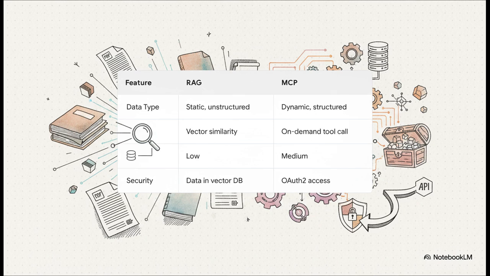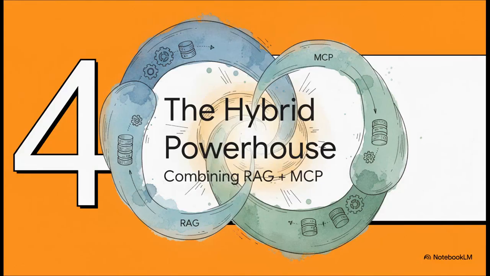And this difference in how they integrate with your systems also has a huge impact on security. MCP can use protocols like OAuth 2 for secure, real-time access, which means you don't have to preload sensitive data into a whole separate database. That's a big deal. But here's the real kicker. In the real world, complex problems almost never fit neatly into one box. The most powerful AI applications don't make you choose. They become a hybrid powerhouse, combining the best of both worlds.